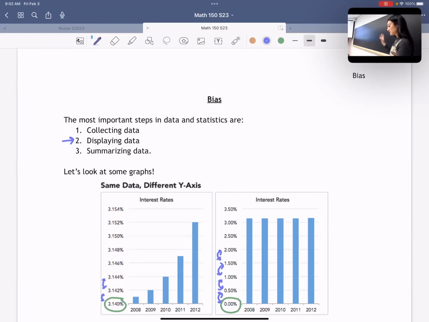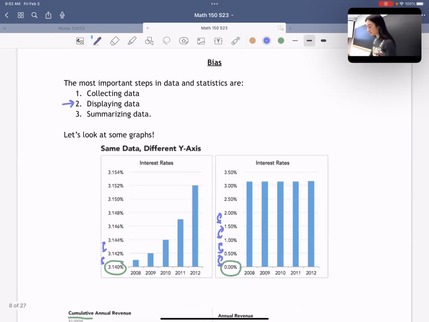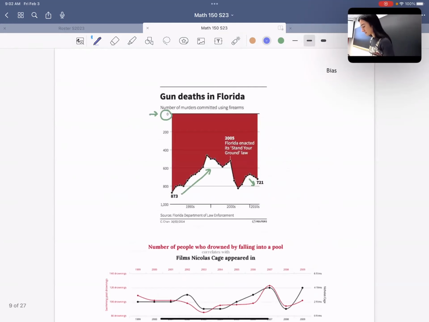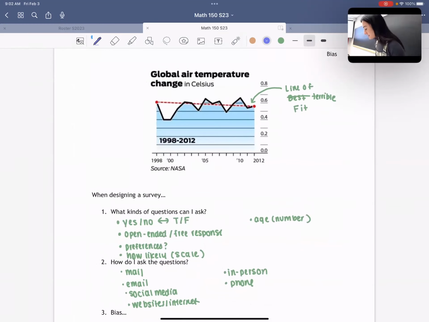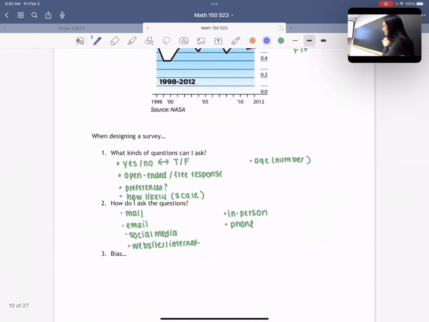We looked at how bias comes about when we have graphs, right? We looked at some interesting examples that I think were tricky, things that we see all the time on social media and magazines. So we talked about how bias happens in graphs, but bias can also happen when we're doing a survey. So not just how we represent data, but how we actually collect it.